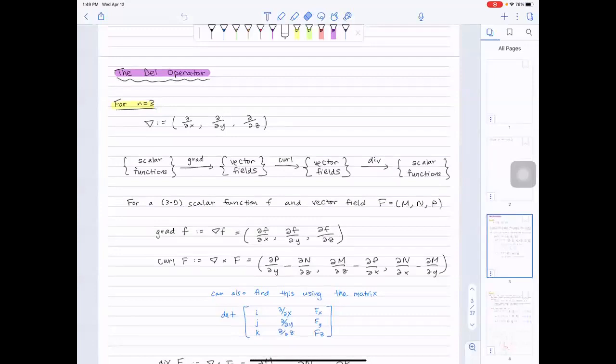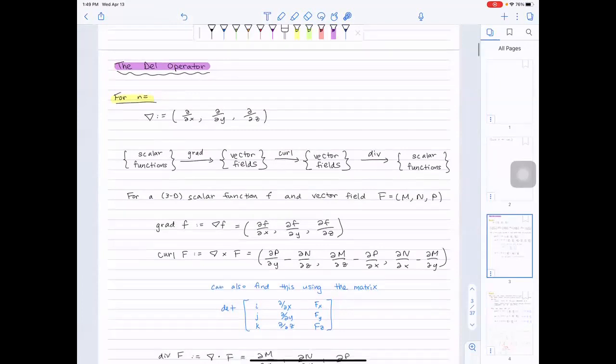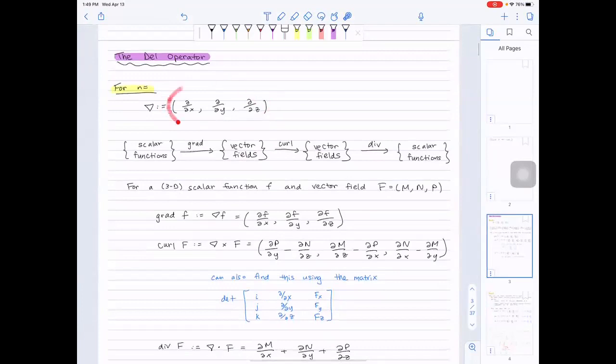Okay, so the first thing is the del operator, just a refresher about this new notation. What is this triangle thing? I'm going to call it the del operator. What it means is that you're taking the derivative of each component, or the partial of each component.